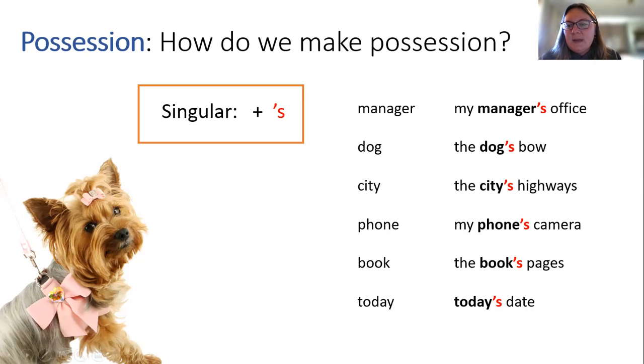Also notice that, especially for the second object, it does not matter if that object is singular, like office, bow, camera, or date, or if that object is plural, like highways or pages. That part doesn't matter. So it has to be a noun that's being owned, right? But it can be plural or singular, that second object, and it doesn't make a difference. It's the first one that matters, whether that is singular or plural.